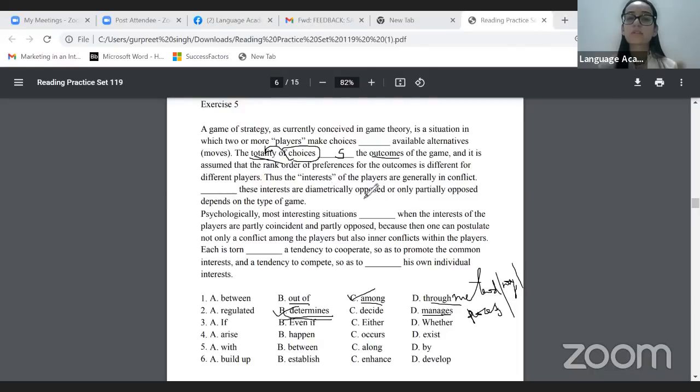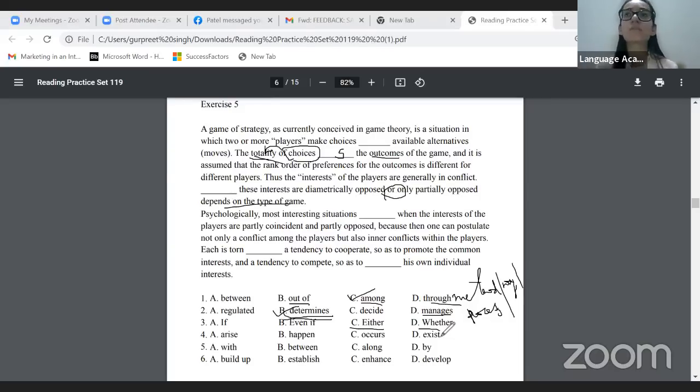Thus, the interests of the players are generally in conflict — these interests are opposed or only partially opposed. It depends on the type of the game. So with "or," we use whether-or and either-or. Let's see if we have those in the options. Yes, we have both of them. We have either as well, and whether as well. So what is the difference?